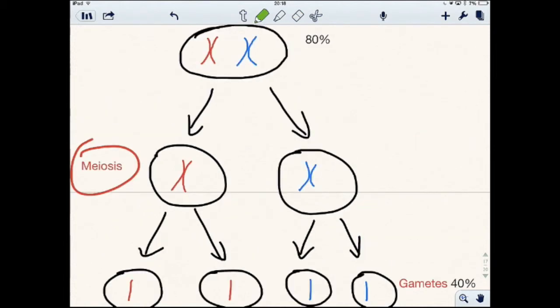Now let's look at the cells that fall within the 80% category, where the recombination has not occurred. And so, once again, the chromosome pairs split into their own individual cells, and when they split into gametes, the percentages further split. And so we see there's a 40% chance of achieving these gametes.